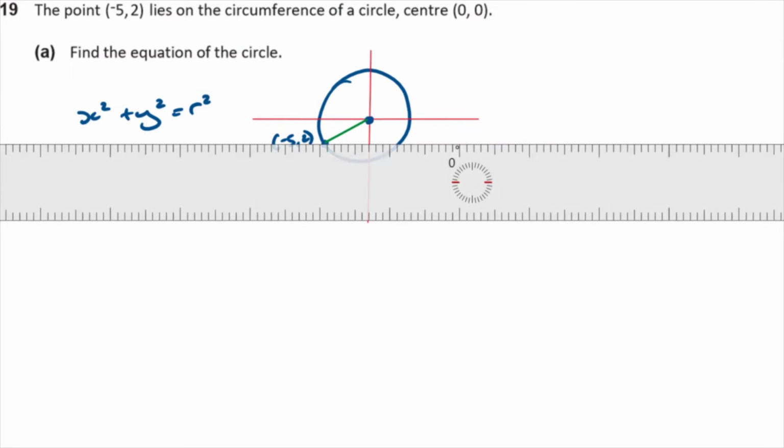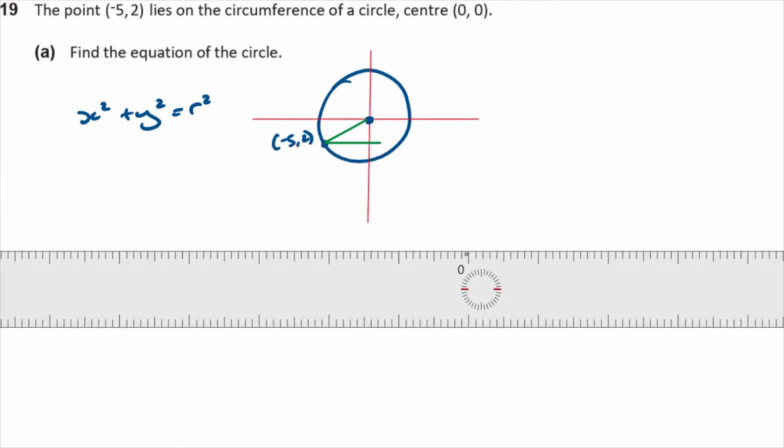So we can use Pythagoras' theorem to find the length of the hypotenuse there. This triangle here is going to be 5 by 2, isn't it? So using Pythagoras' theorem, I can say that r squared, which is the hypotenuse squared, is going to be equal to 5 squared plus 2 squared. 5 squared is 25, 2 squared is 4. Add them together, it's going to give you 29. So r is going to be the root of 29, isn't it?